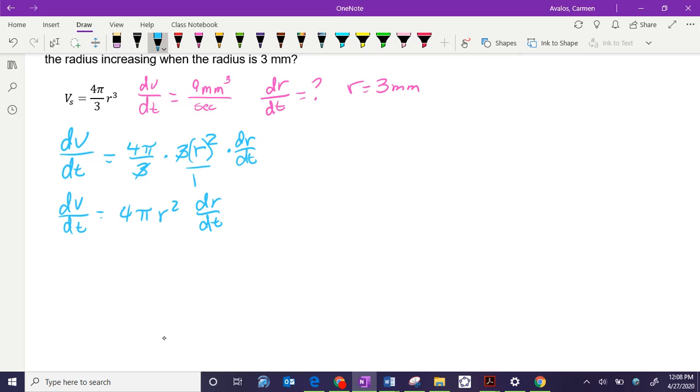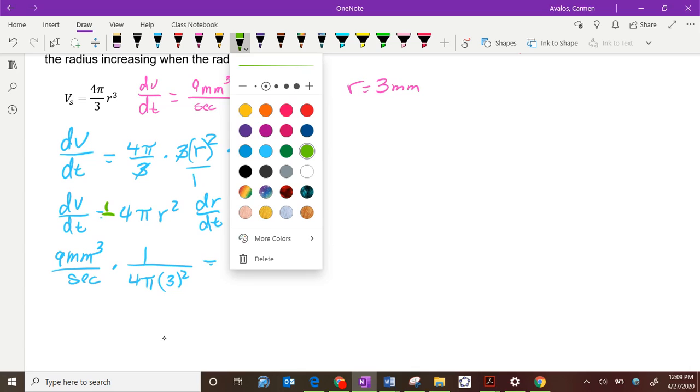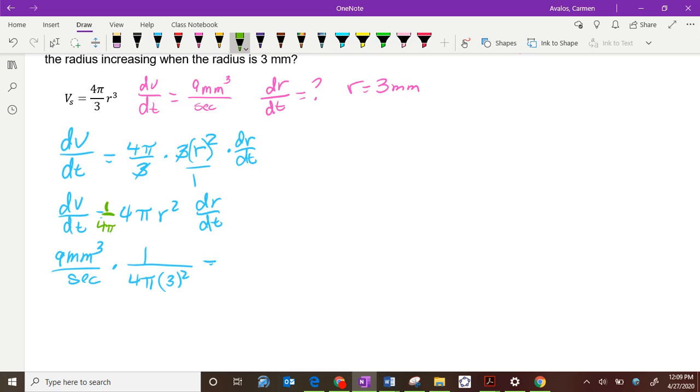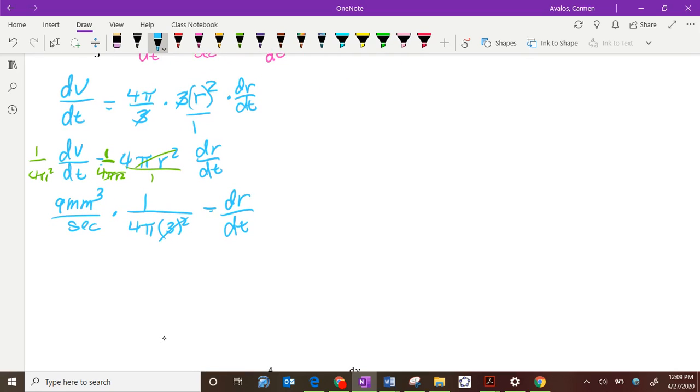We want dr/dt, so I know that this one here is going to be 9 millimeters cubed per second, and it's going to be divided by 4 pi r squared, which is going to be 3 squared. Because this here is a fraction, I'm going to multiply both sides by 1 over 4 pi r squared. The dV/dt is 9 millimeters cubed per second, and when I move this over, I get the 1 over 4 pi r squared, and then we end up getting the dr/dt by itself, which is what we want. And so this is going to be 9, that cancels with that 9.